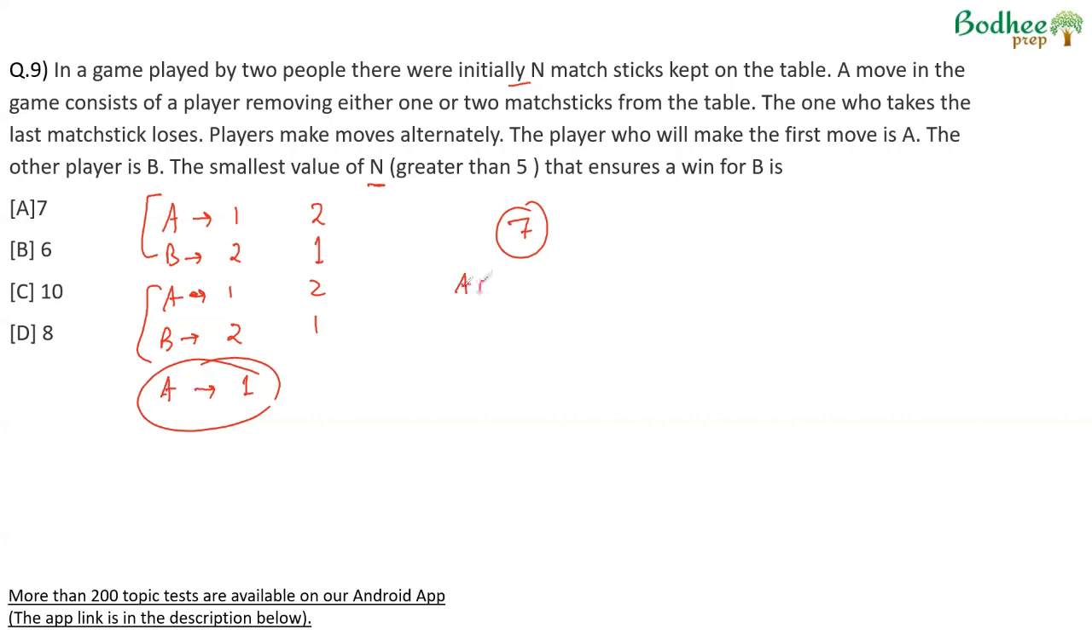first 6 matches, AB will ensure 3. Again, AB will ensure 3. 6 matches are picked. There is one left which will have to be picked by A. And the player who takes the last matchstick loses, so A will lose. So with 7 matchsticks, B can ensure that A loses. And that becomes the answer.